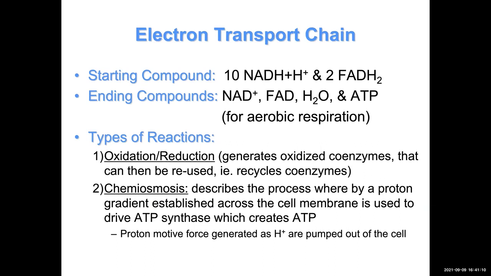So here are our starting compounds for the electron transport chain. When we total up all the reduced coenzymes that we've generated in the various pathways, we end up with 10 NADH and 2 FADH2. At the end of the electron transport chain, guess what we're going to end up with? The NADs and the FADs. Okay.